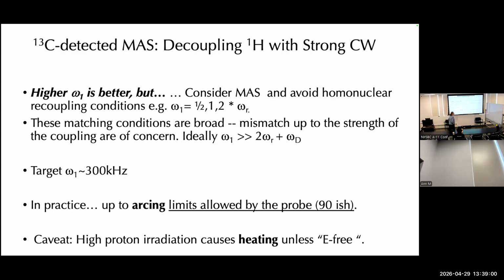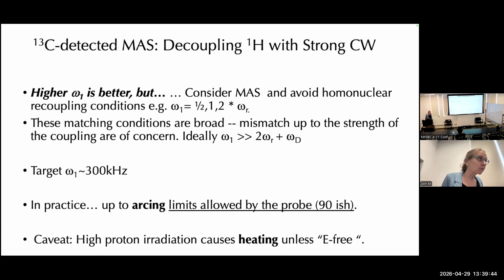We have other probes where the coil geometry is different, and they are so-called E-free. They are almost E-free, and they can be used to do high power decoupling without heating up the sample very much. Generally speaking, when you have the E-free geometry, you actually get more limitations on the power handling, because those coil geometries are more prone to arcing. So it's not a panacea, but you're being more careful with your sample.